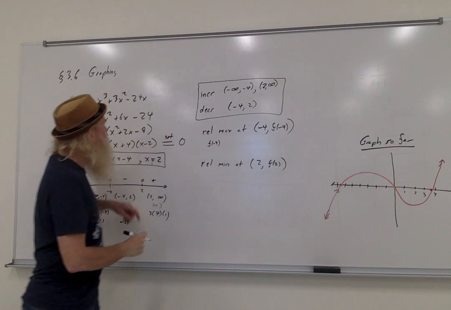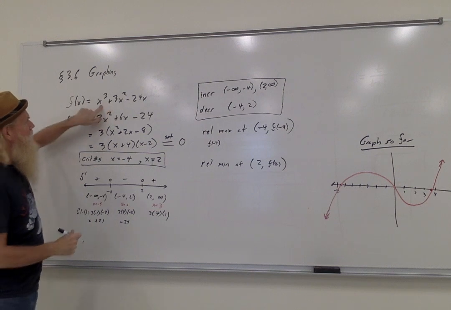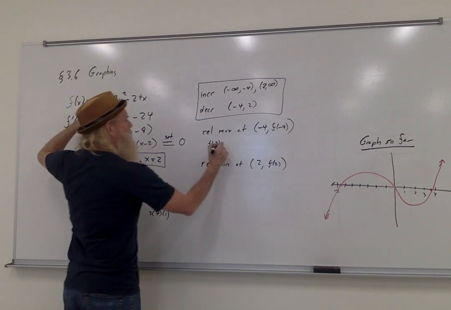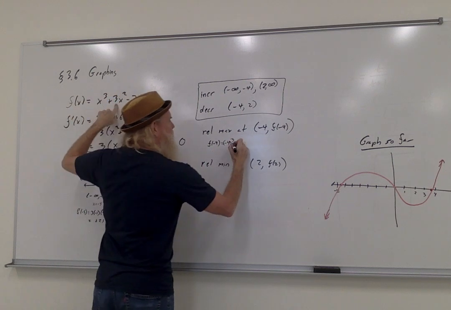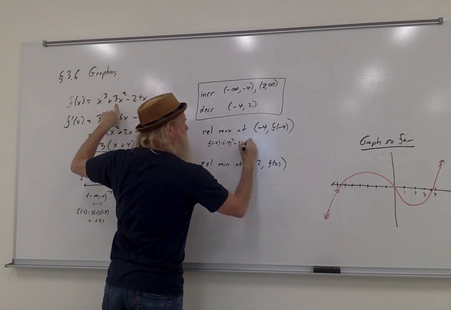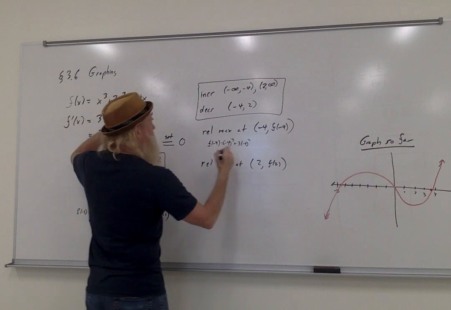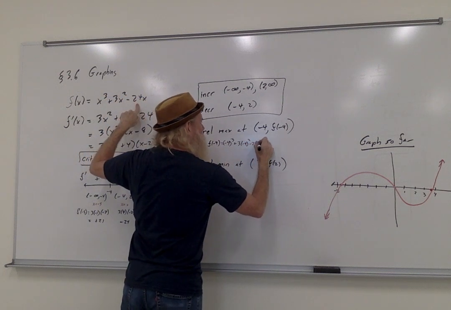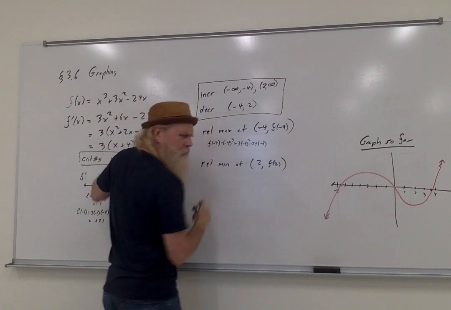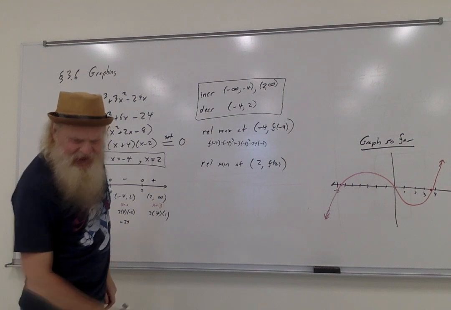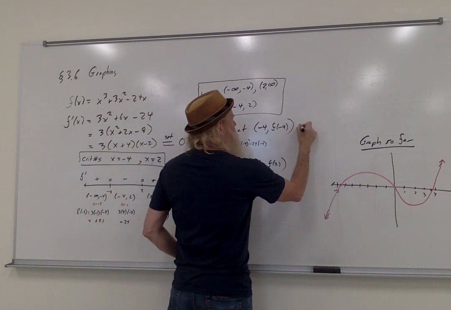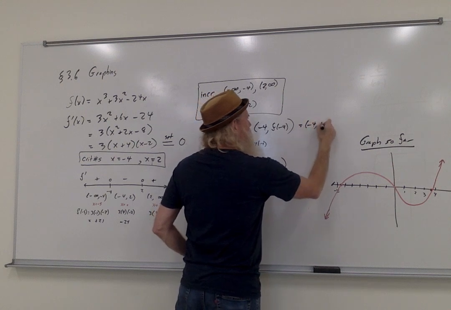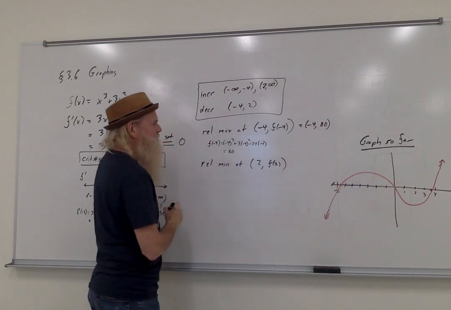If I plug negative 4 back into the original function, I have negative 4 cubed plus 3 times negative 4 squared minus 24 times negative 4. And I get 80 for that. So the relative maximum is at negative 4, comma, 80.